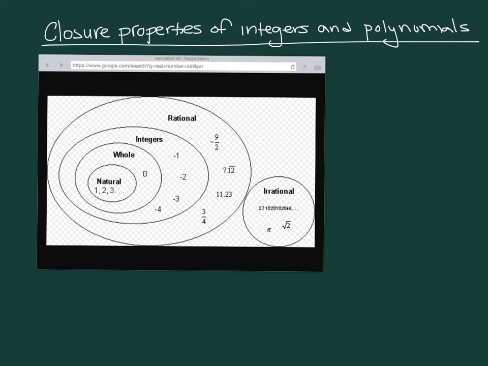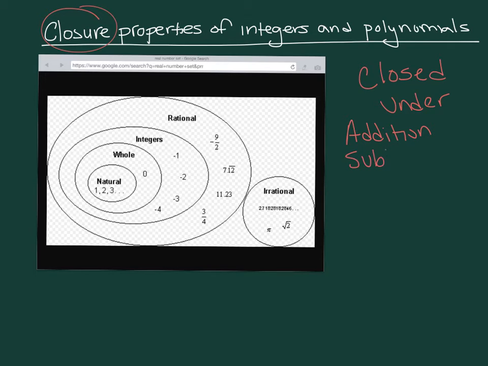Okay, so today we're going to talk about closure properties of integers and polynomials. The first thing I want to talk about is this word closure. What does it mean when we say something is closed under an operation, specifically addition, subtraction, and multiplication? Okay, so what does that mean? And division. I forgot that one.